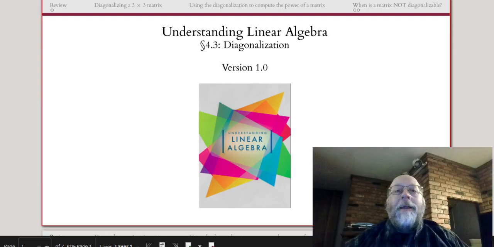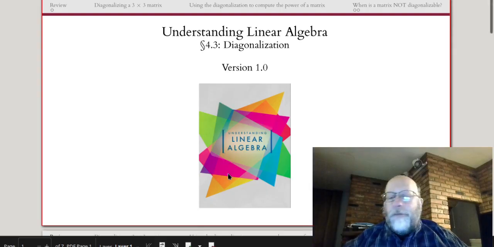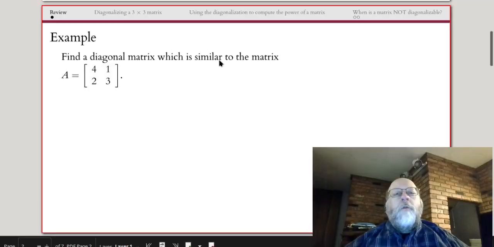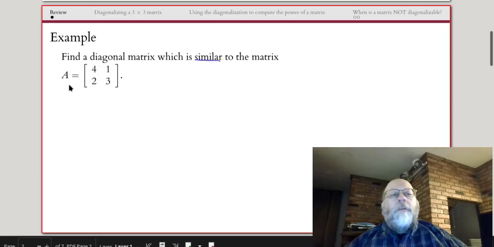We're finishing up chapter 4 today, so let's go ahead and get started. This is a section on diagonalization. We're going to start with this example, which involves material we've seen before. We want to find a diagonal matrix which is similar to this matrix. So what we're going to do is first find the eigenvalues and the eigenvectors for A.